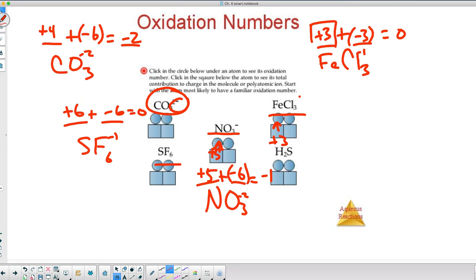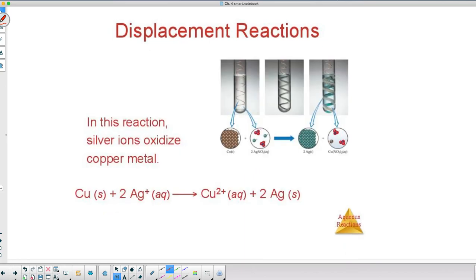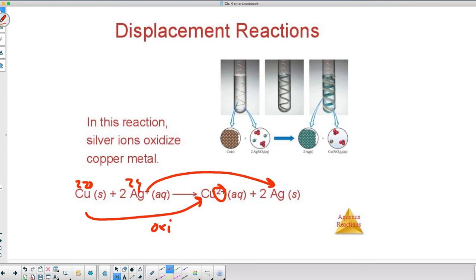Let's keep going. Let's try this again. Displacement reactions are exactly what we talked about. Look, this one works. It goes from 0 here to a +2, which means the Cu is oxidized. So this right here is oxidized because it gains a positive charge. The +1 here goes from a +1 to 0, which means it's gaining electrons and gaining a negative charge, which means reduced.